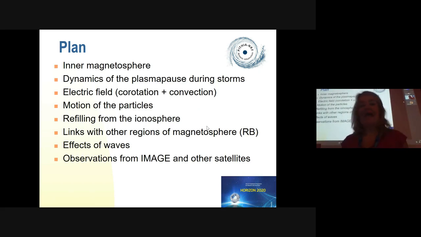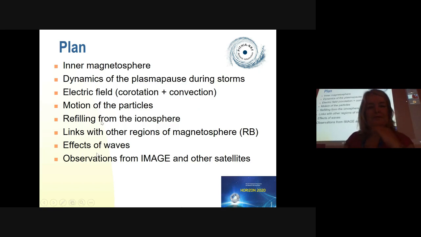Okay, so this dynamics is related to the electric field, that is a combination of co-rotation and convection due to solar wind events. And then I will talk about the motion of the particles, especially because they come from the ionosphere and refill after the plasmasphere has been eroded. I will also detail the links that we have found with other regions of the magnetosphere, and especially with the radiation belts that overlap the plasmasphere, but are filled by much more energetic particles.